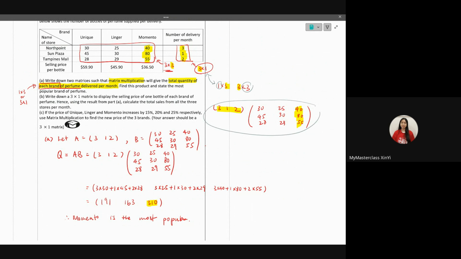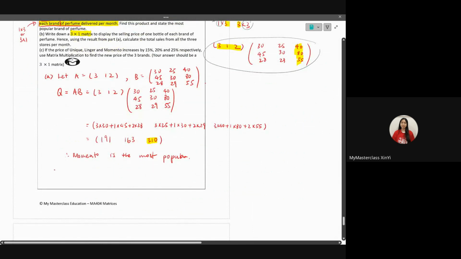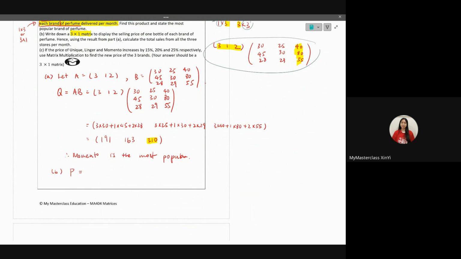Now let's look at part B. Write down a 3 by 1 matrix to display the selling price of one bottle of each brand of perfume. The selling price per bottle is given here. So a 3 by 1 matrix, 3 rows by 1 column. So instead of writing it horizontally, you're going to write it vertically. Let's name this matrix P. So my 3 by 1 matrix is going to be 59.90, 45.90, 36.50.